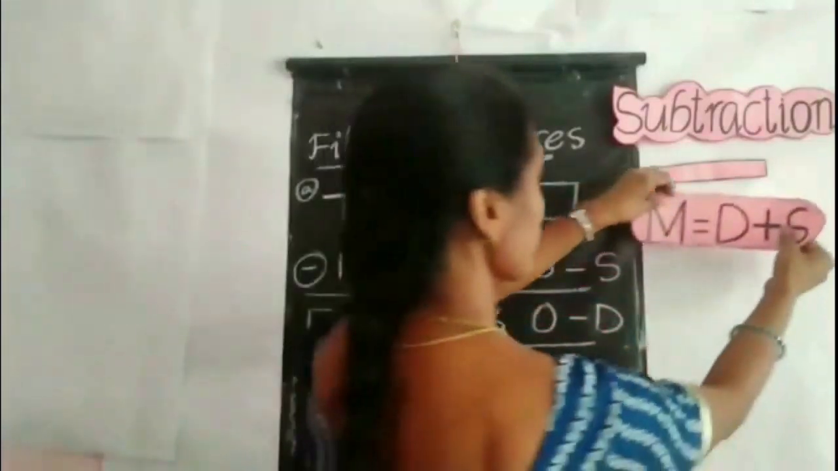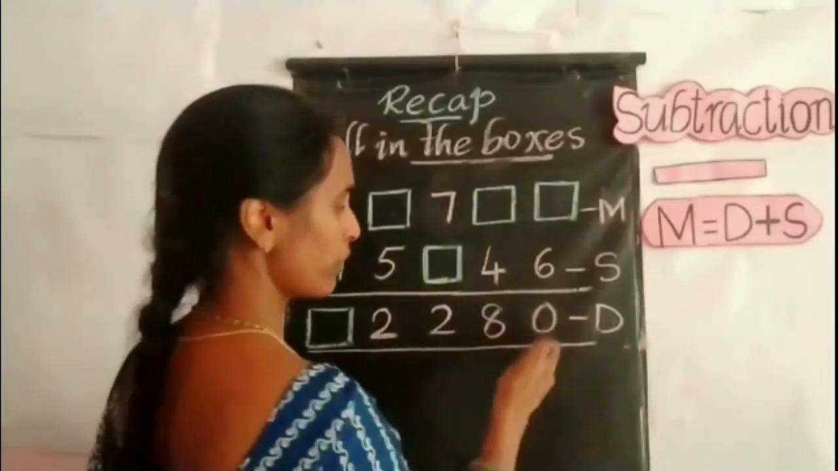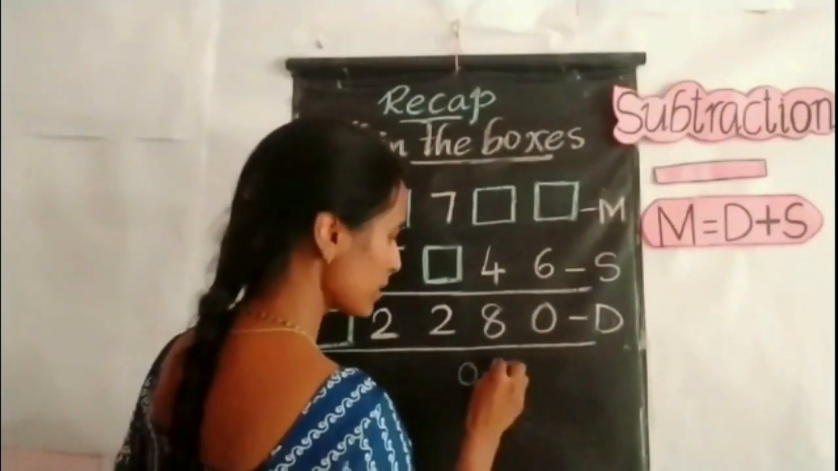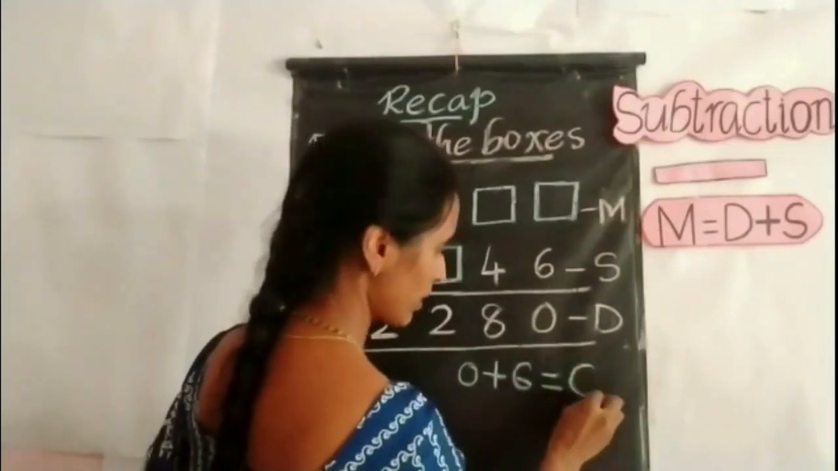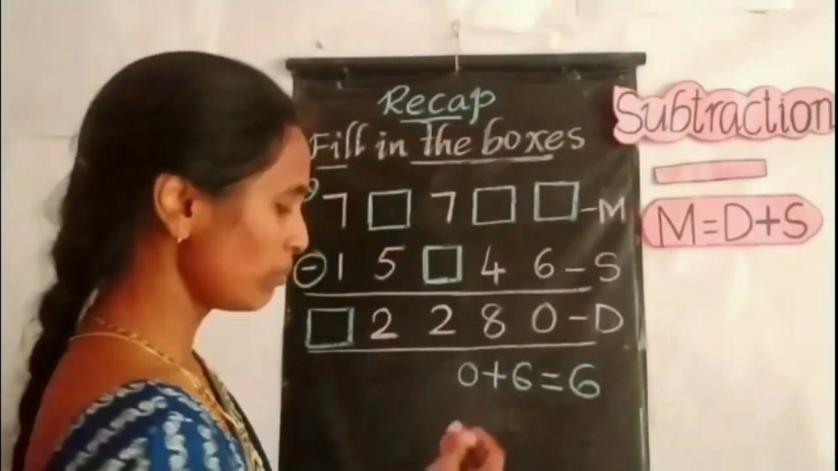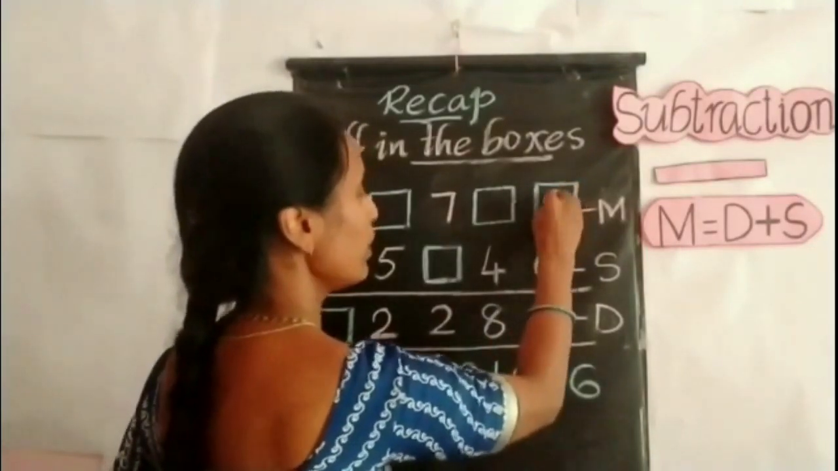So, come on, let us start. What is the difference here? 0 plus 6. Subtrahend is 6. 0 plus 6, how much, children? Yes, 6. So, what is the minuend? Here, 6 is the minuend.